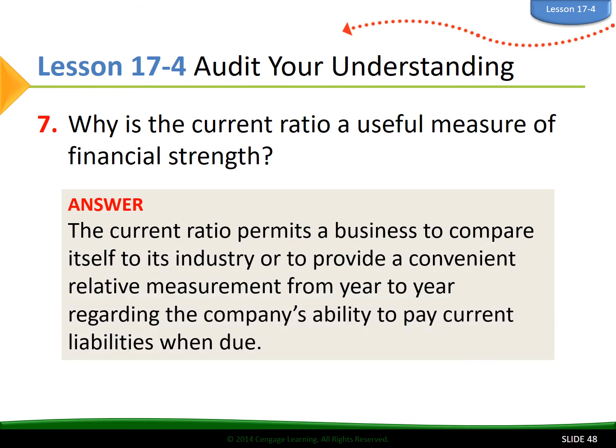Why is the current ratio a useful measure of financial strength? The current ratio permits a business to compare itself to its industry or to provide a convenient relative measurement from year to year regarding the company's ability to pay current liabilities when due.